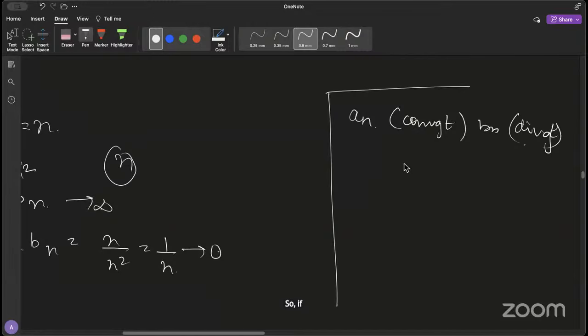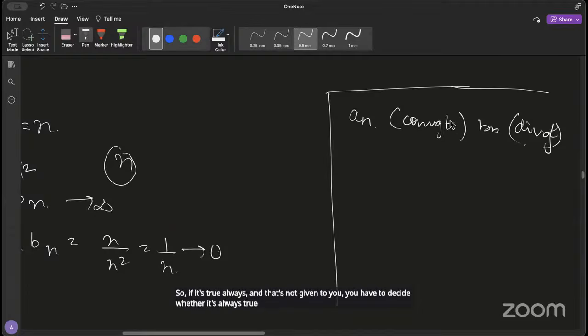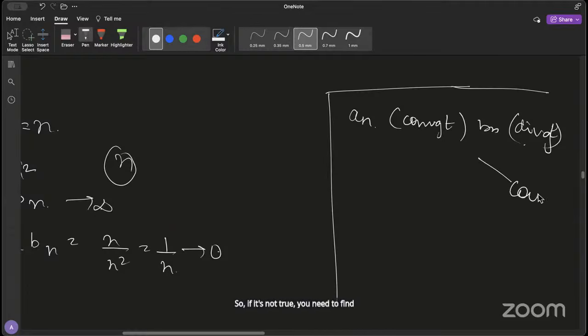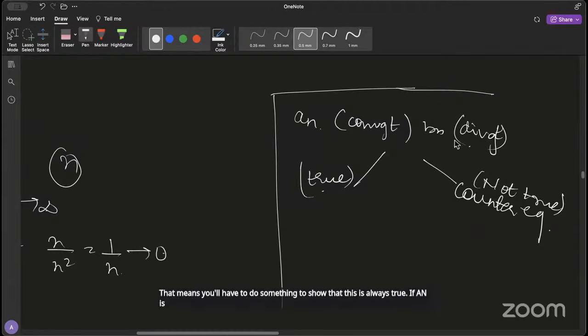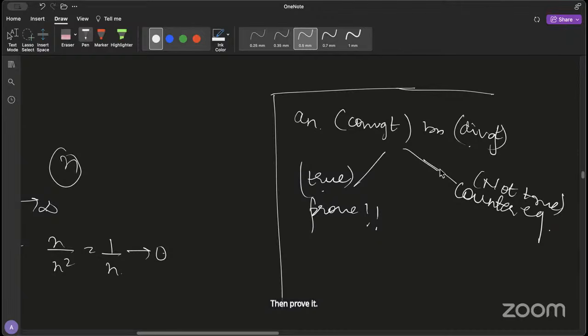So if it's not given that it's always true, you have to decide whether it's always true or not true. If it's not true, you need to find a counter example, which we have done. And if it is true, then you need to prove it. That means you'll have to do something to show that this is always true. If an is convergent, bn is divergent, then the product has to be divergent. Then prove it. Is this okay?